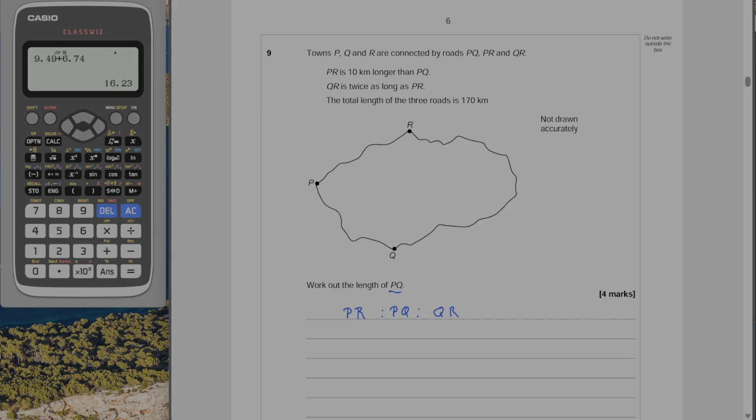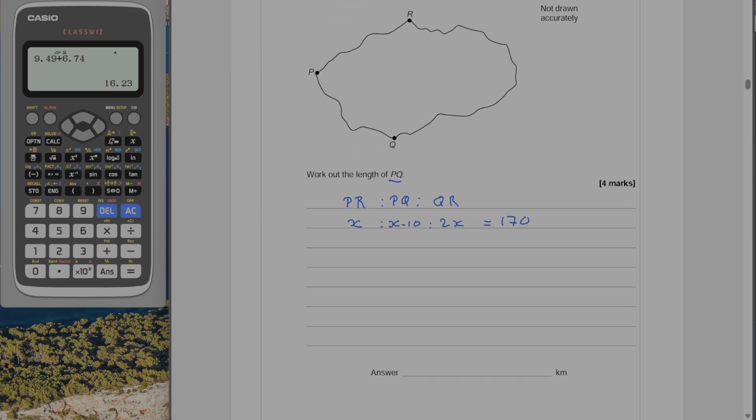Right, I need to bring in a bit of algebra for one of the values and then use a comparison to that. Because PR is used twice, I'm going to call that one X. And then PR is 10 kilometers longer than PQ, so PQ is 10 less, so X minus 10. And then QR is twice as long as PR, so that would be 2X. And their total is 170.